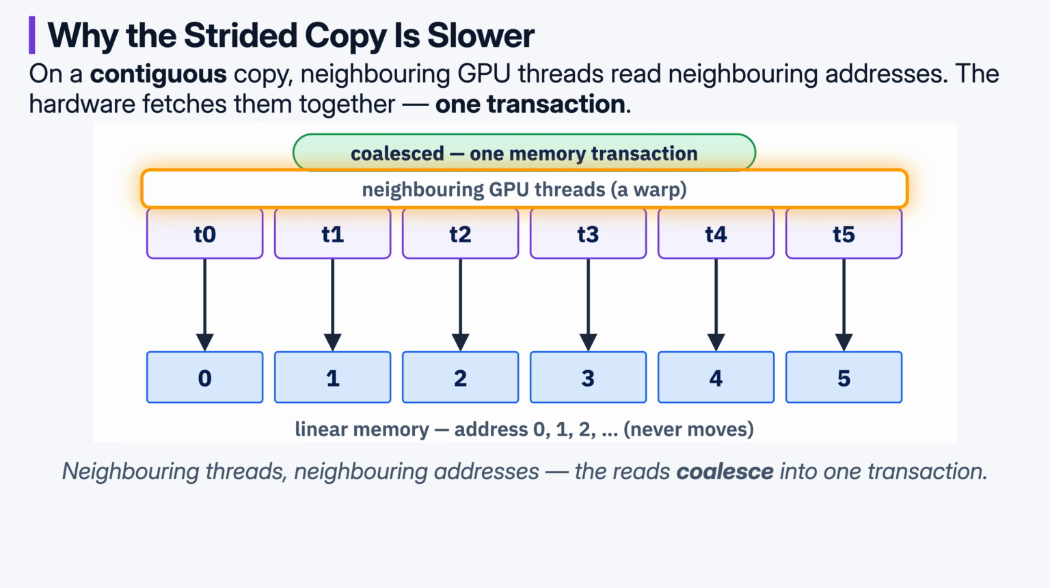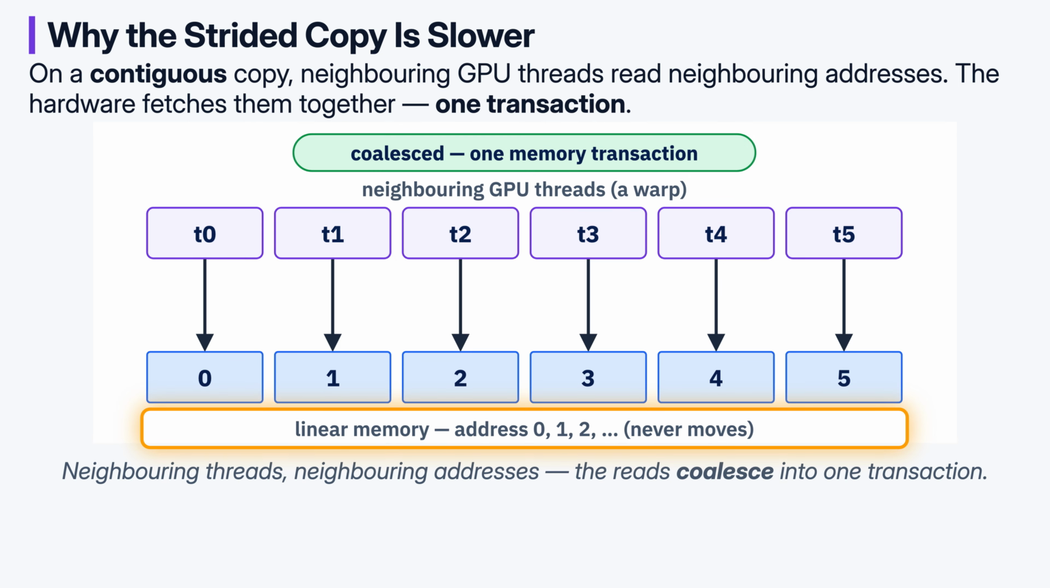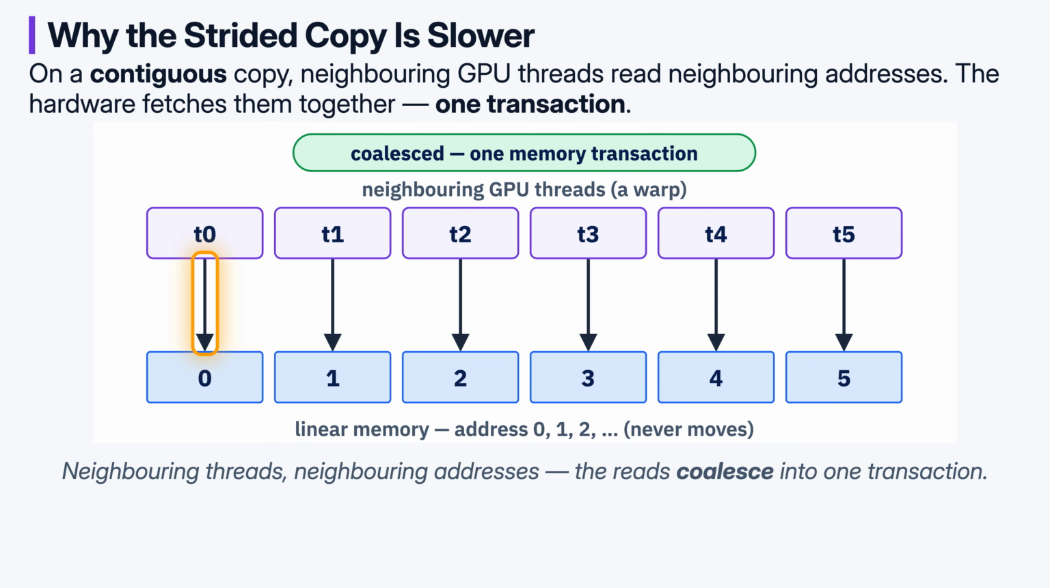On a contiguous copy, 6 GPU threads read 6 addresses. These are the 6 memory addresses they read. Thread 0 reads address 0. Every thread reads the address right next to it, straight across. Neighboring threads hit neighboring addresses. The hardware fetches them together as one transaction. The reads coalesce.